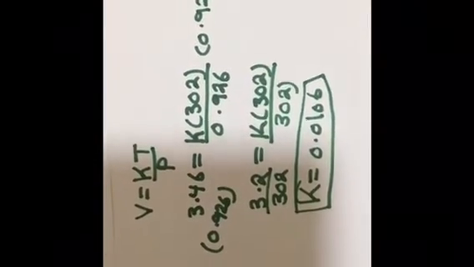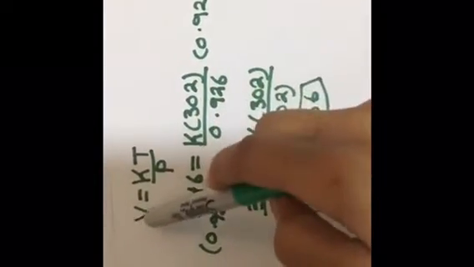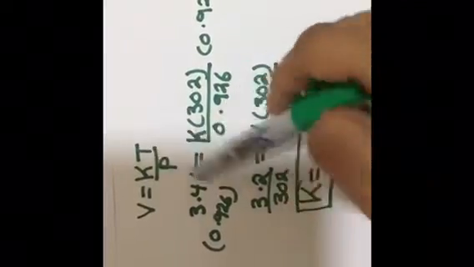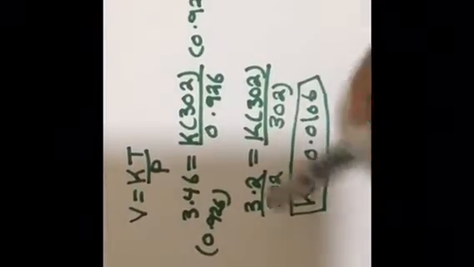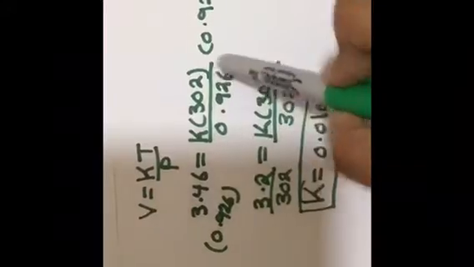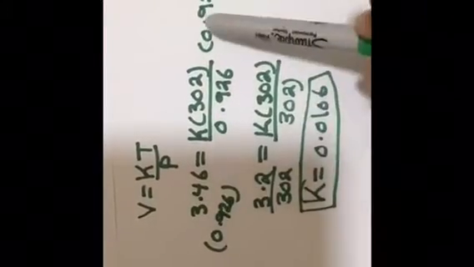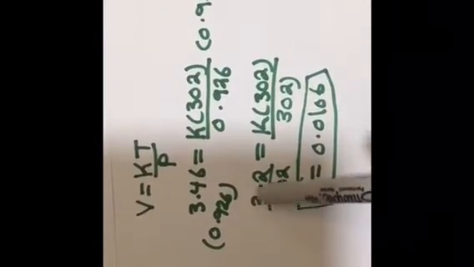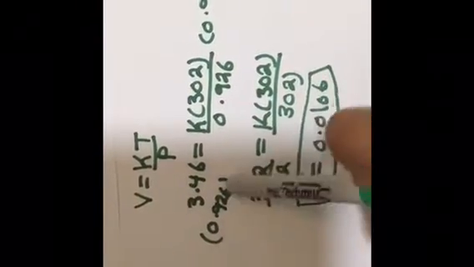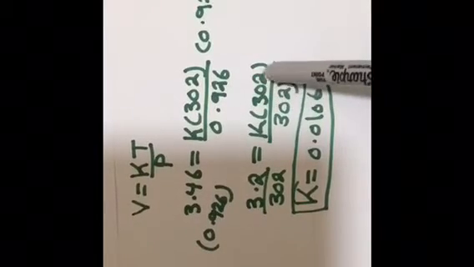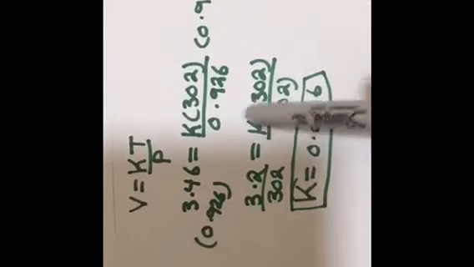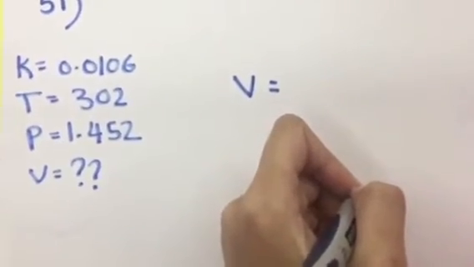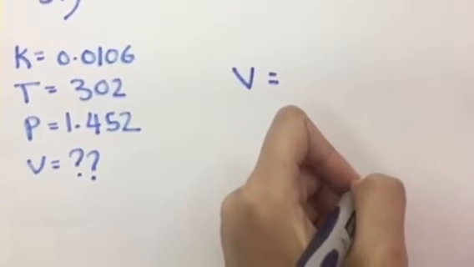So after we read the question, we came up with this equation. V is the volume, K T is the constant temperature, and P is the pressure. So then we plugged in the numbers and we multiplied both sides by 0.926, and then here we got the answer 3.2 after we multiplied these two. And then K times 302, and we divided both sides by 302 to get the K by itself, and that was the final answer.